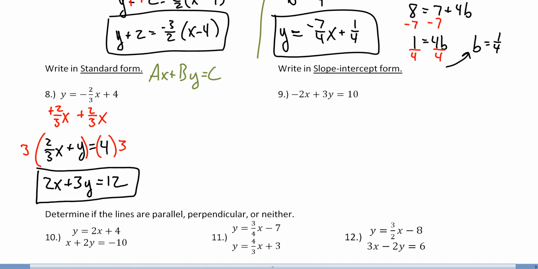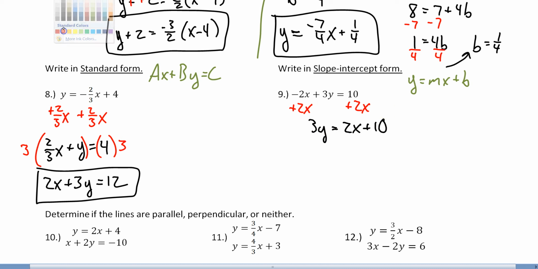Remember, slope-intercept form we've already dealt with a couple times here, but slope-intercept form once again is y equals mx plus b. And slope-intercept form is nice because no matter what format we're in, all we have to do is solve for y, get y by itself, and it'll automatically be in slope-intercept form. So to get y by itself, I would need to add this 2x to each side. So that gives me 3y equals 2x plus 10. And now I divide each side by the 3.